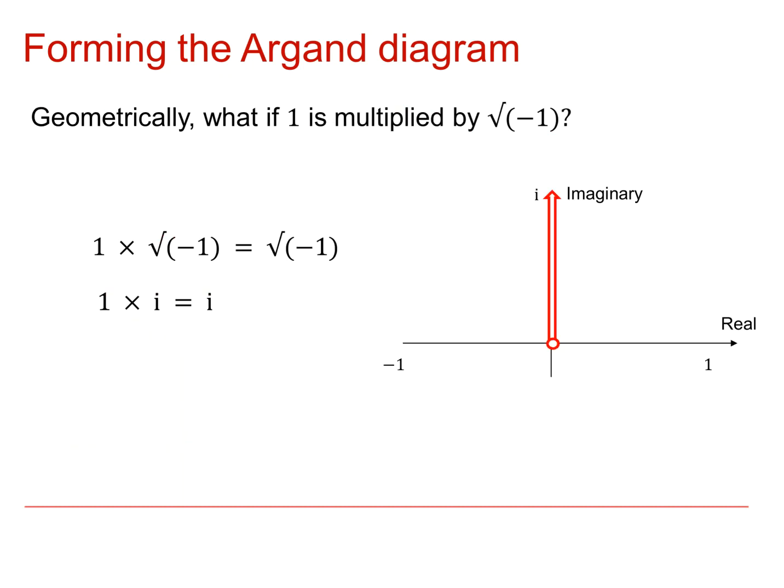Let's see what this looks like. Of course, the square root of -1 is i, and 1 times i is i. So that means that the point at the end of the red arrow now is i.